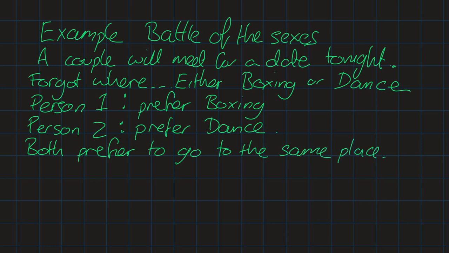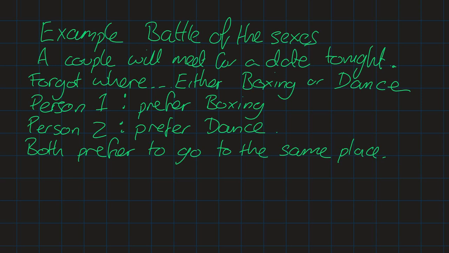Okay, this story is sort of constructed before the advent of mobile phones and instant communication. So these two people can't just message each other and ask where they're going. For some contrived reason, they just have to choose either boxing or dance and show up at the boxing ring or the dance place. So they can't communicate beforehand. They just have to choose either boxing or dance and show up there and hope that their partner also shows up to the same place.